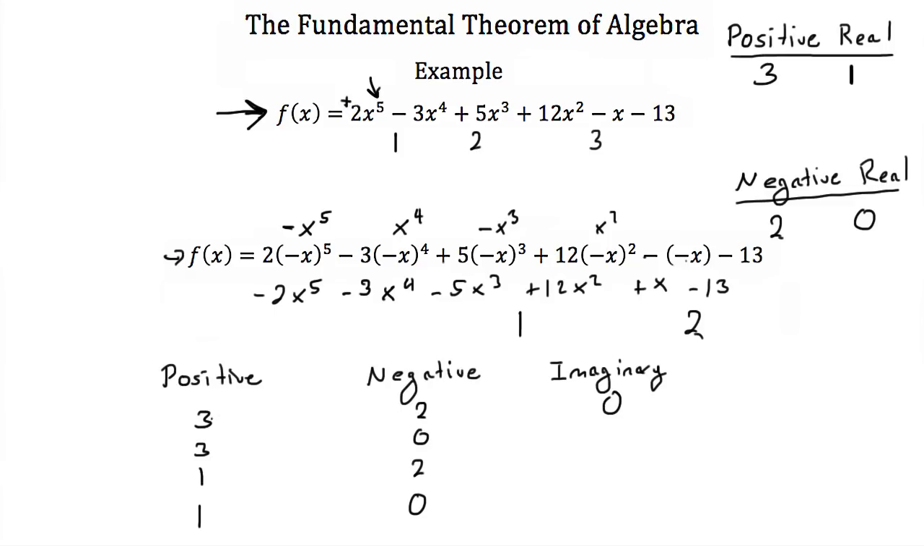If we have 3 positive real and 0 negative real, well, that means we have 2 solutions still to find, so we'll have 2 imaginary solutions. If we only end up with 1 positive real and 2 negative, well, that's only 3 solutions so far, and we need 5, so again we'd have 2 imaginary. And if we only had 1 positive real and 0 negative, then we could have 4 imaginary solutions.